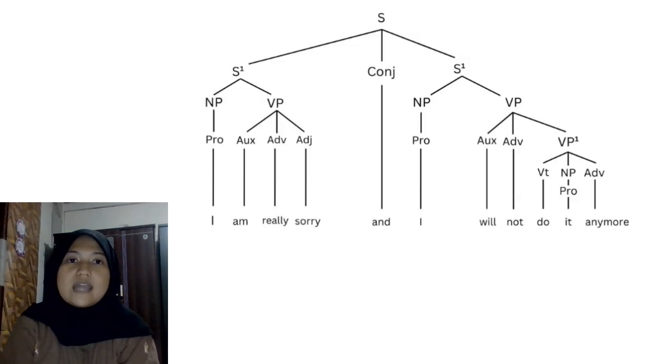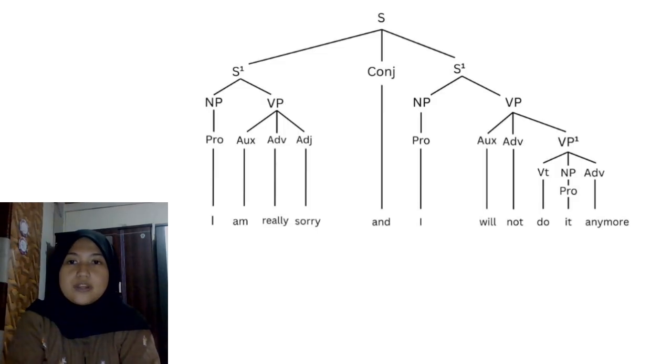The reason is that syntax shows sentence structure in layers. The auxiliary verb will and the negative adverb not are not grouped directly with the main verb. Instead, they belong to a higher VP level. The lower VP or VP bar contains the main verb and everything directly related to it. In this case, that includes do, the object it, and the adverb anymore. So the VP bar groups together the core action, which is do it anymore, while the higher VP adds the auxiliary will and the negation not.